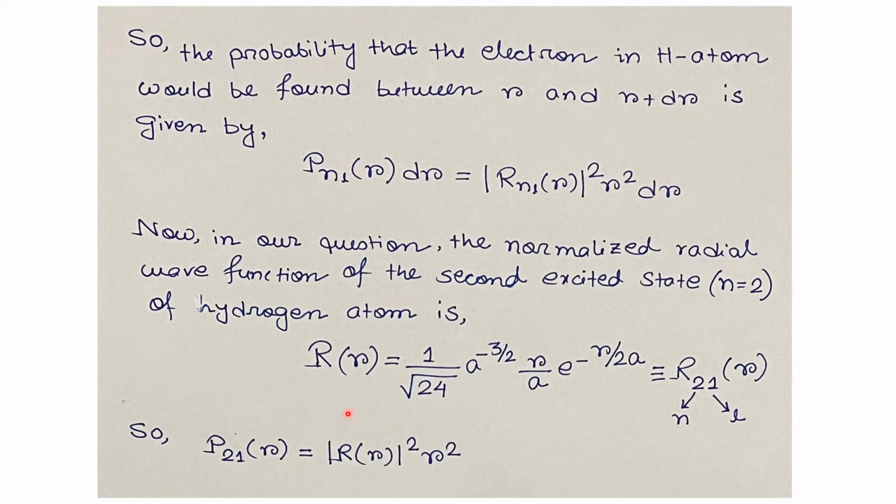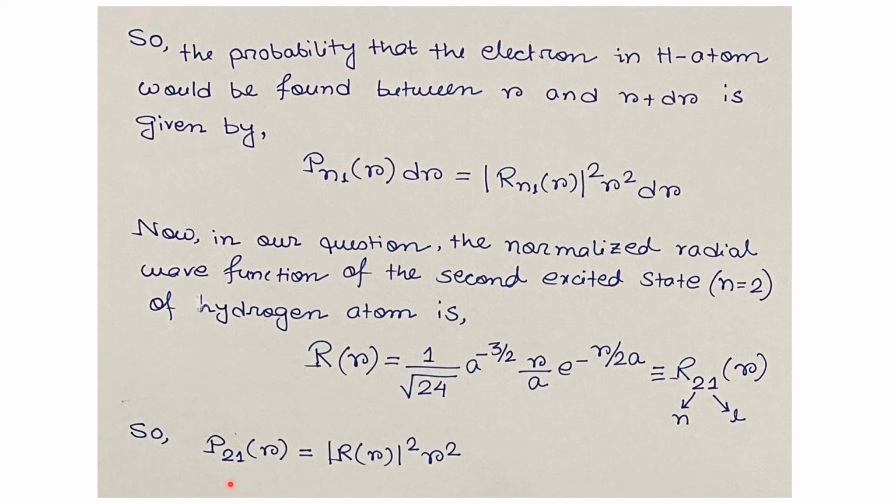Now if we want to represent this radial part in the formal Rnl form, it will be R21 because it is the wave function for the second excited state. So n will be 2 and l can take the value either 0 or 1. We will not discuss it much here; we can only say that from the solution of the Schrodinger equation, we get the R21 function as this.